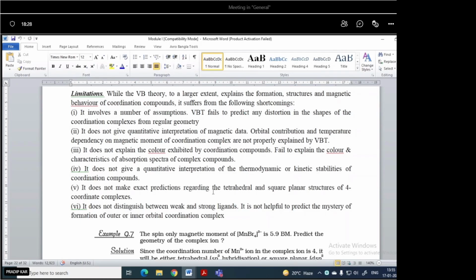It also fails to explain the color property of the complex. As we have already explained, they have different colors, but from the valence bond theory it is not possible to explain. And quantitative interpretation of thermodynamic and kinetic stability of coordination complexes is not explained by this theory.